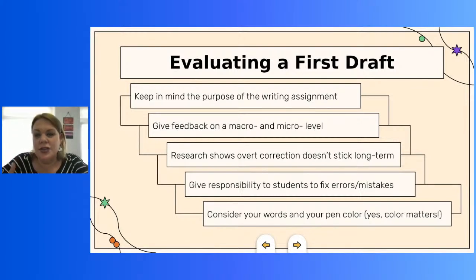So why did I like to do this system? Number one, because aesthetically it's pleasing. When they receive their drafts, even if they have a lot of marks on it, what they see are pastel colors in a rainbow. They don't see red all over their paper, right? So aesthetically, it makes them happier, let's say, or more willing to correct their work.